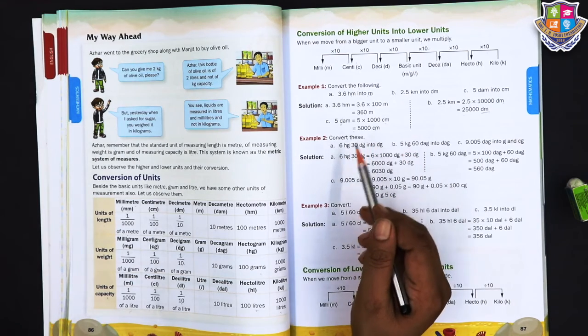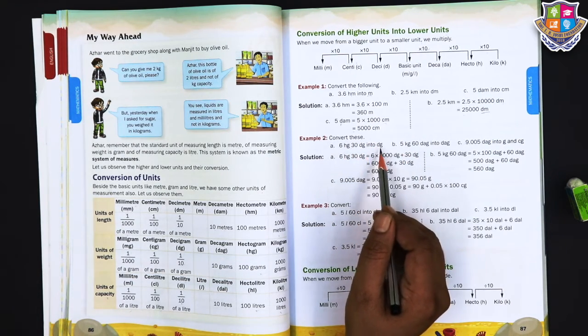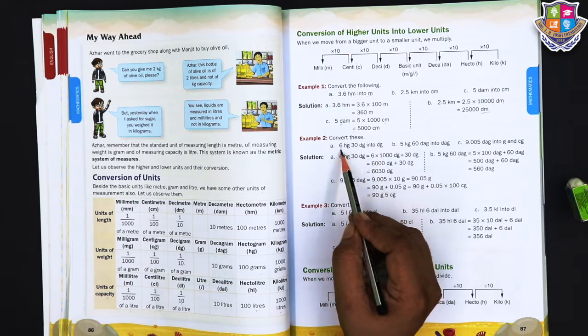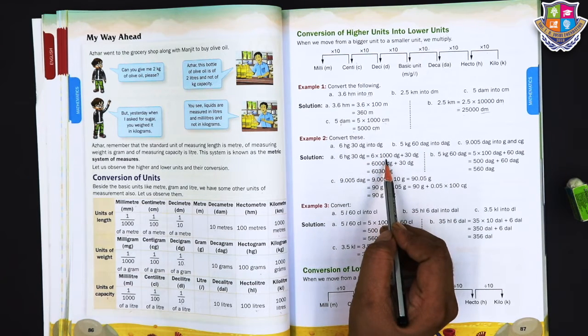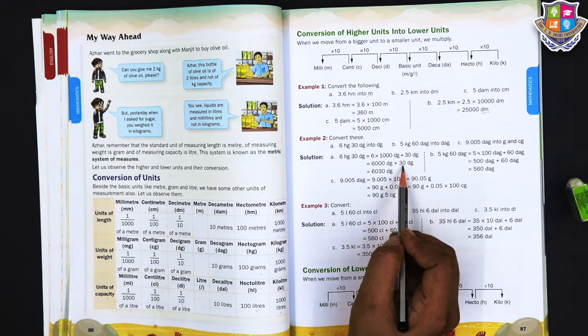Now convert 6 hg 30 dg into dg. So what you have to do, 1 hg is equal to 1000 dg. Therefore 6 hg is equal to 6 multiplied by 1000 dg plus 30 dg. Then add, this is also dg and this is also dg.